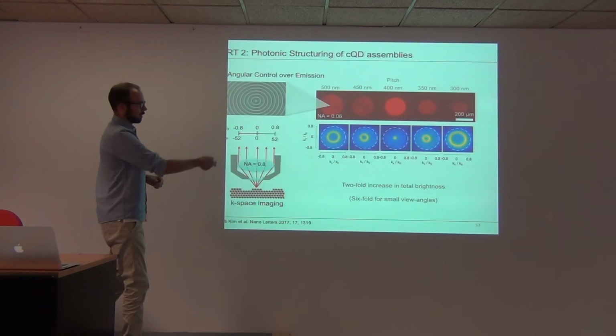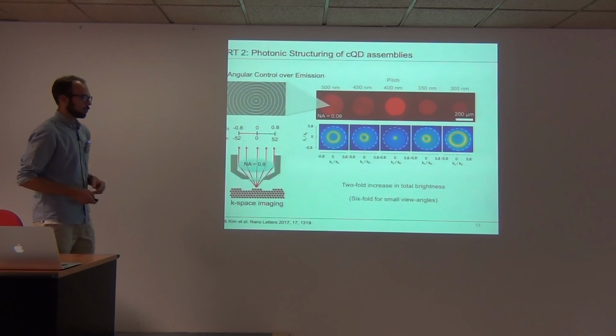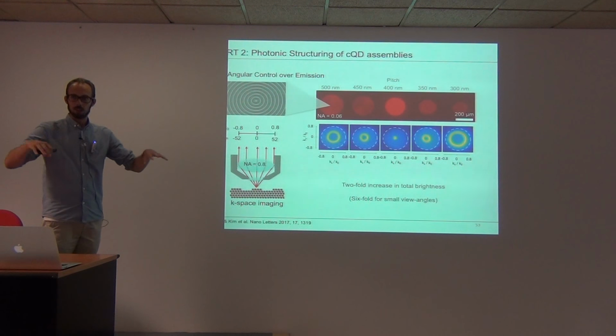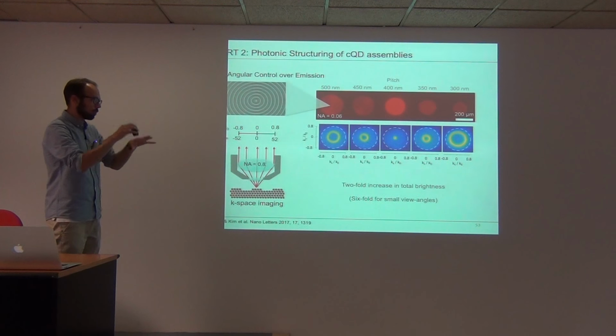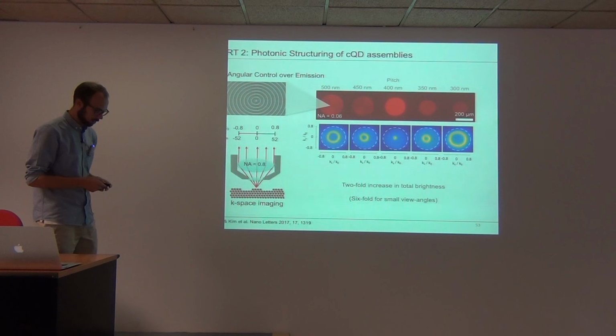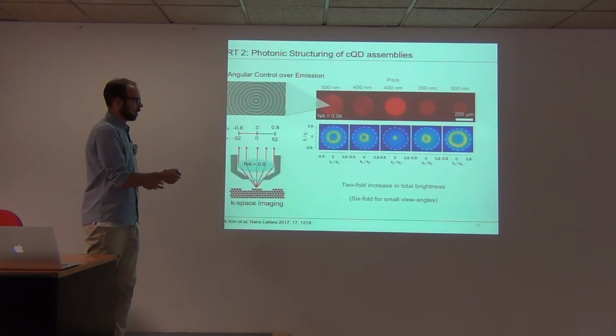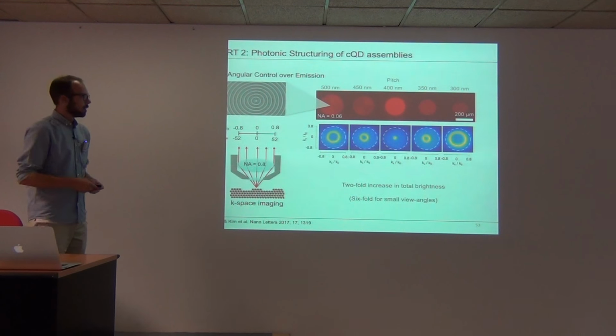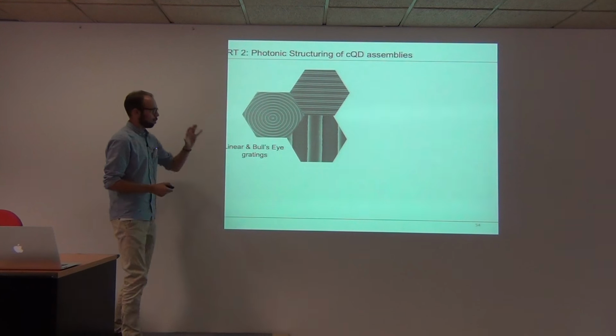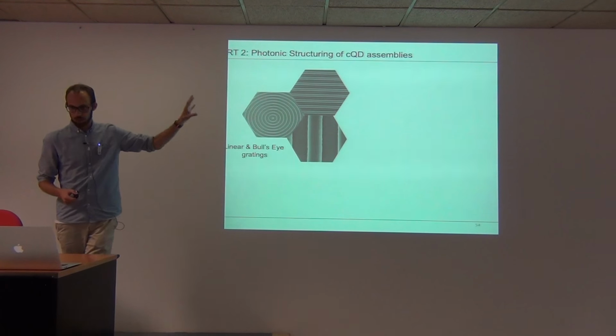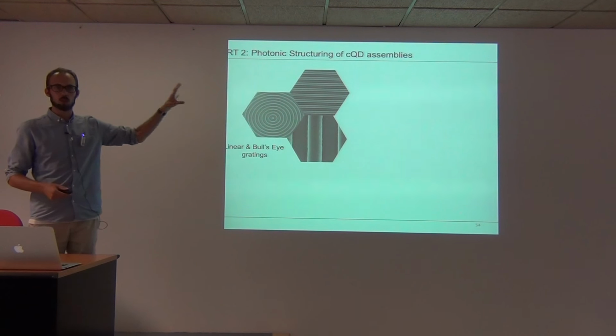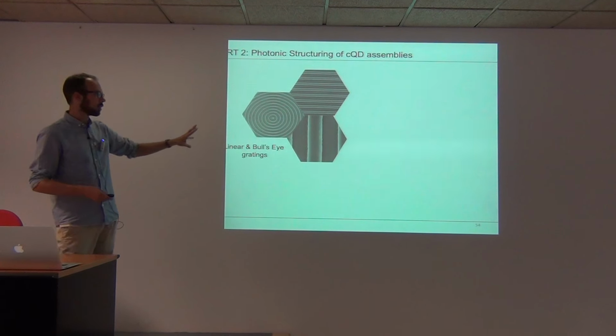If you quantify this, you get a twofold increase in total brightness just by introducing this structure. Sixfold for small view angles, if you are interested in just collecting the light of the beam. Okay, so this is a strategy. This is a very basic demonstration of what you can do with this, which is to promote the outcoupling.